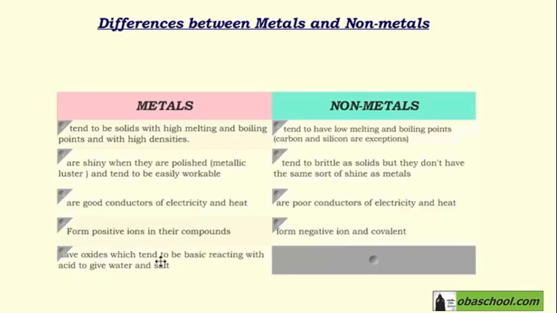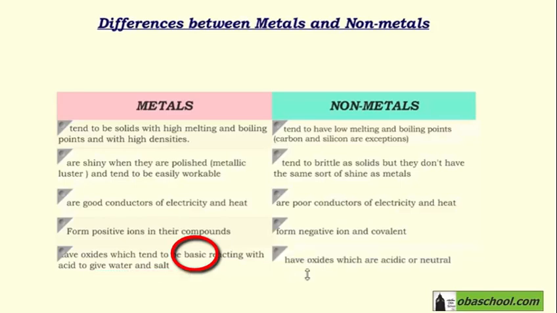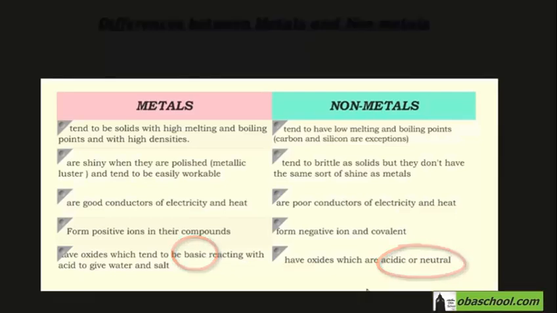Also, the metals have oxides, which tend to be basic, reacting with acid to give water and salt. Metals have basic oxides. They react with acid to give salt and water, while non-metals have oxides, which are acidic or neutral. So the difference is that the metals have basic oxides, which react with the acid to give salt and water, while non-metals have acidic or neutral oxides.